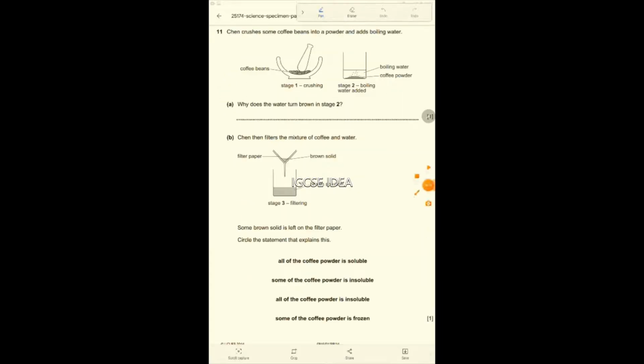Question 11. Chen crushes some coffee beans into a powder and adds boiling water. Why does the water turn brown in stage 2? So this is stage 1 and this is stage 2. As a solution is made.